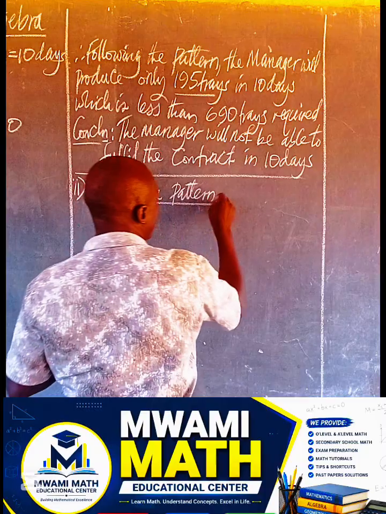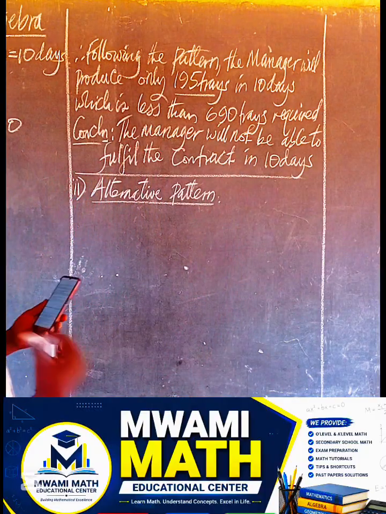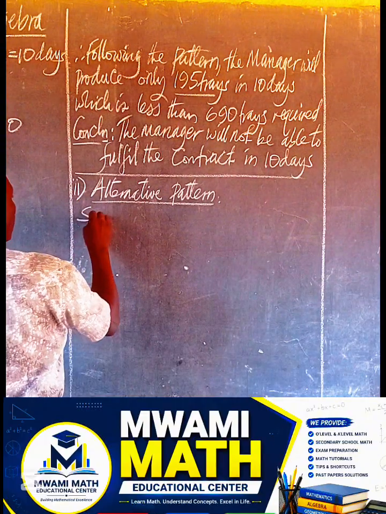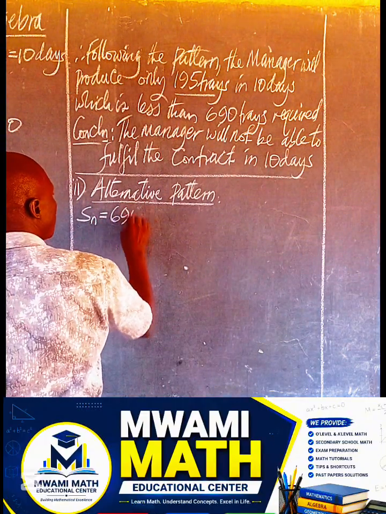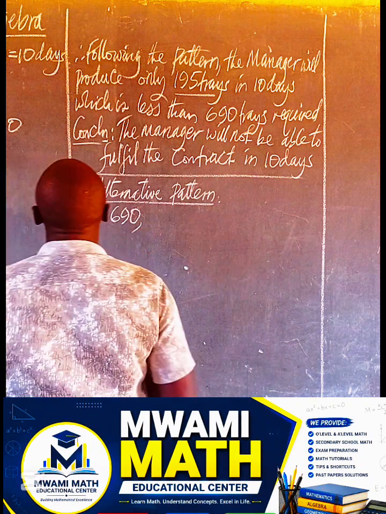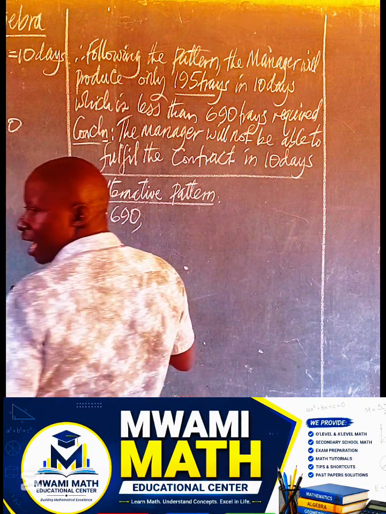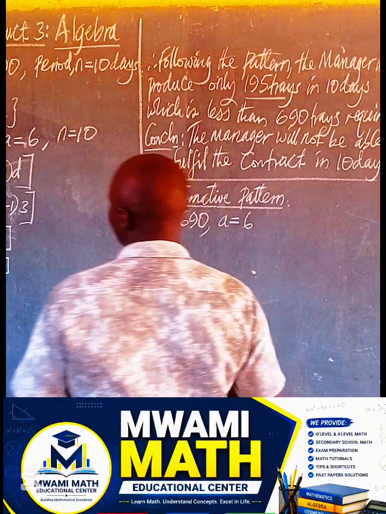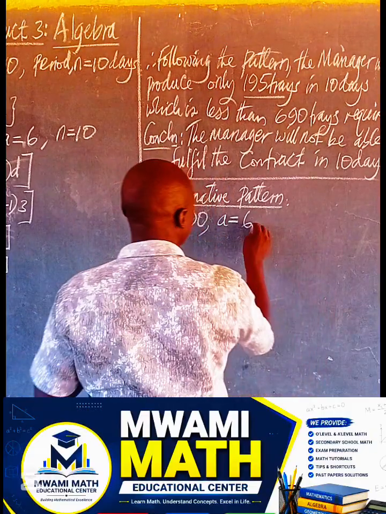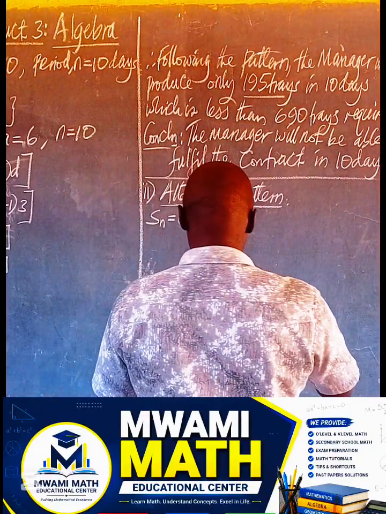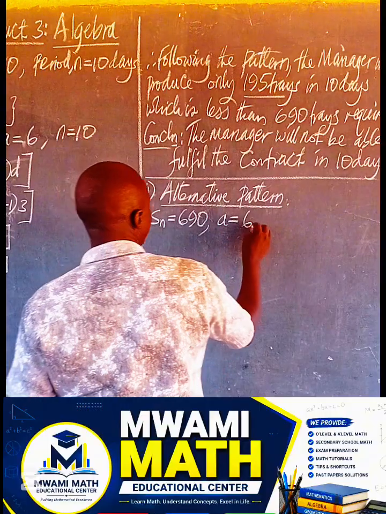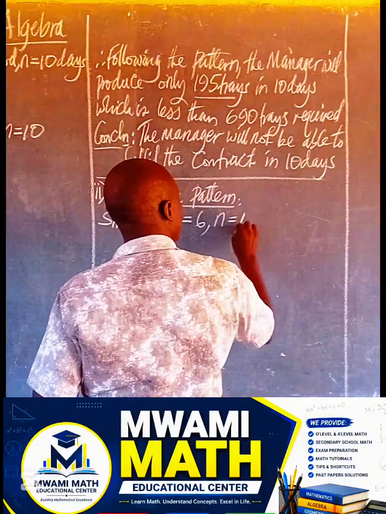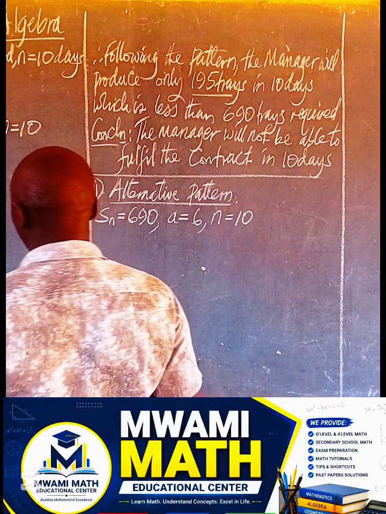So in the alternative production pattern, what do we need? We need how many trays? Sn must equal 690 trays, whereas our a is 6 trays. They have given us that information, that 6 trays are produced on the first day. Then our n is still 10 days.